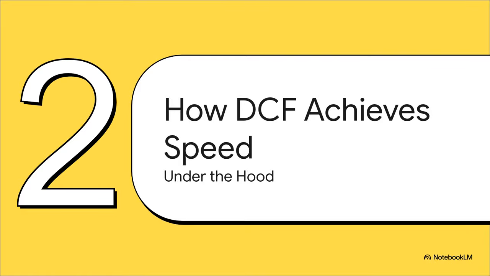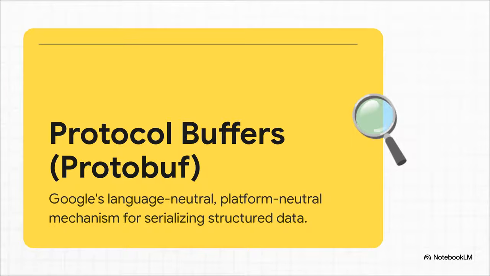All right, so DCF makes some pretty big promises: world-class speed, total flexibility. But how does it actually pull it off? Let's pop the hood and really take a look at the engine that's powering this whole thing. Okay, so the first key ingredient here is a technology that actually comes from Google called ProtoBuffers, or just ProtoBuff. The simplest way to think about it is this. It's a super efficient way to package up data before you send it over a network. It basically defines the structure of your data and then shrinks it down into this really compact binary format.